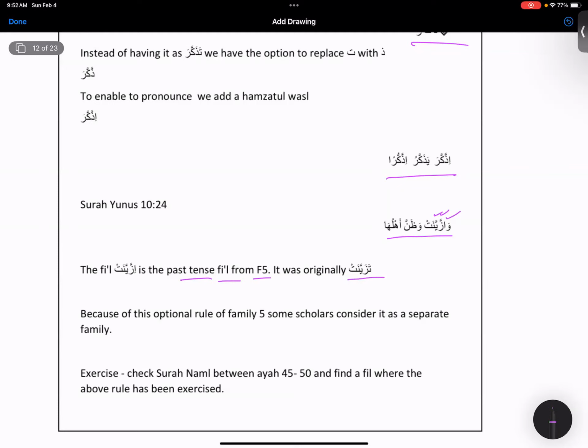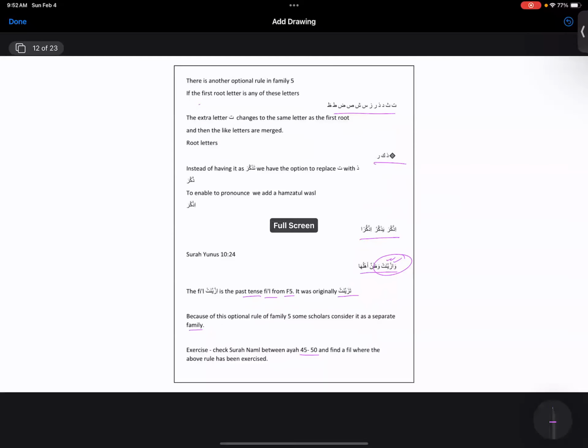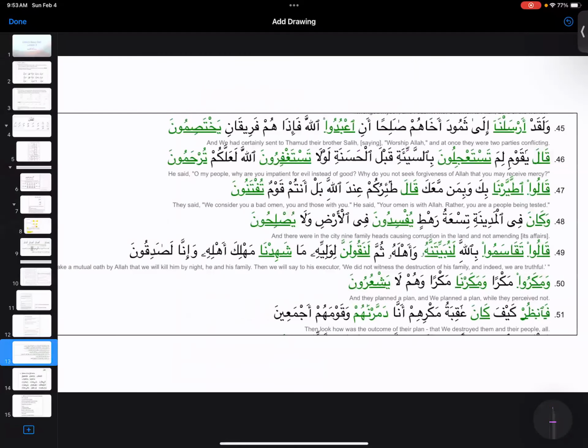Because of this optional rule of family 5, some scholars consider it a separate family. So that is also a conversation. Now, Surat An-Naml, ayah 45 and 50, find the fail where the above rule has been applied. I think I put it there. Yes, I put it over here.